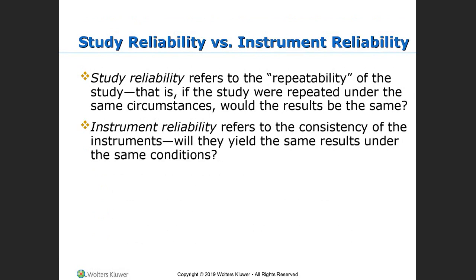So when we talk about study reliability versus instrument reliability, study reliability refers to if we were able to repeat this study under the same circumstances, would the results be the same? So there is increased reliability if I did the study and then my class did the study and got the same results. That improves the reliability of the study. Instrument reliability talks to the consistency of the instruments. So if you're measuring something on a Likert scale, if the Likert scale is here and the other Likert scale is over here, would those results be the same under the same conditions?